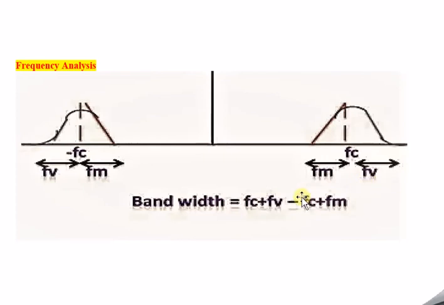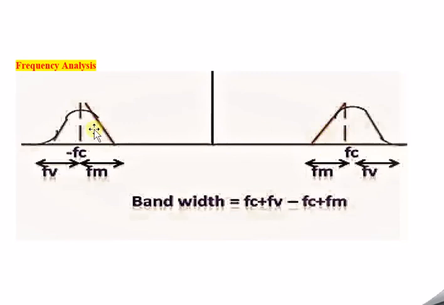And how do we calculate the bandwidth of this particular spectrum? In many one-mark questions, it can be asked how to calculate the bandwidth of a frequency spectrum. You just add Fc, this one, plus Fv, minus Fc, this one, and plus Fm. That means we are only considering this part and this entirely.